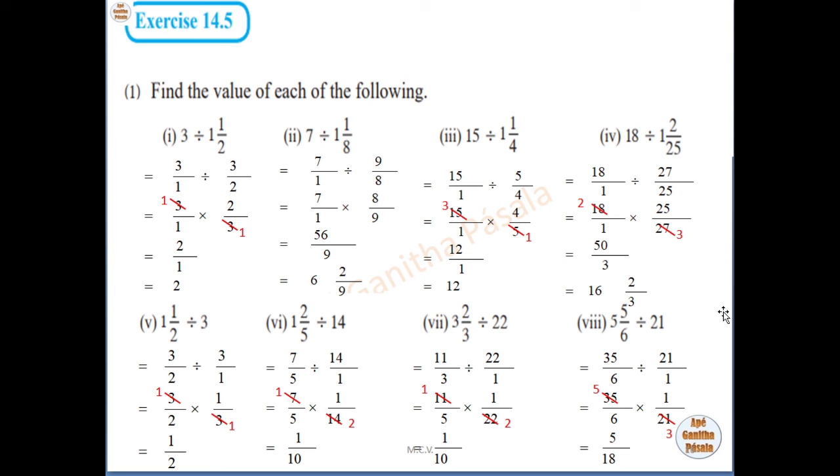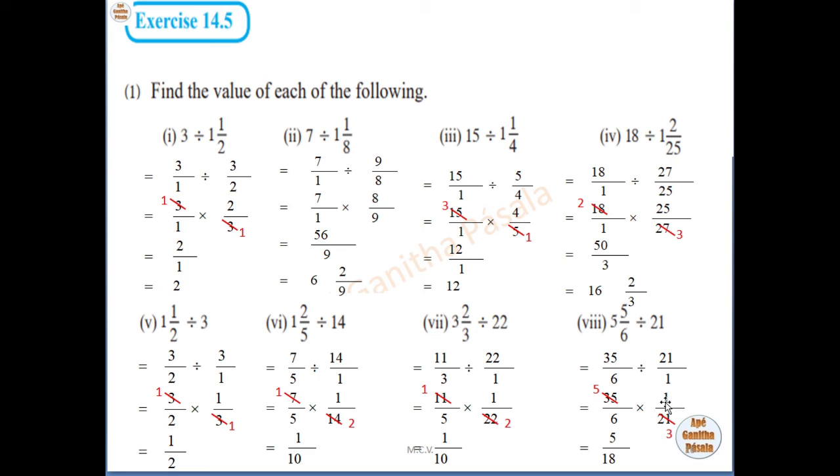Next one. 5 and 5 over 6. 6 into 5, 30. 30 plus 5, 35. 35 over 6. 21 means 21 over 1. Reciprocal is 1 over 22. Multiply by 1 over 22. Divide, simplify numerator and denominator.